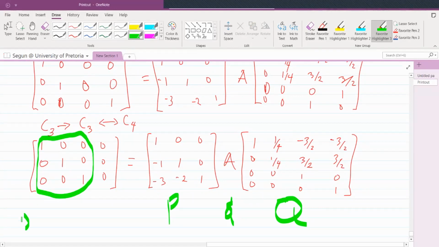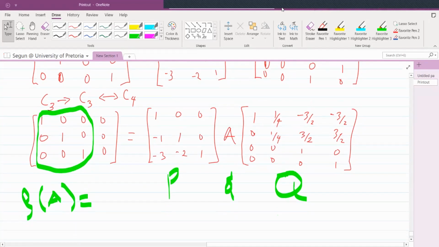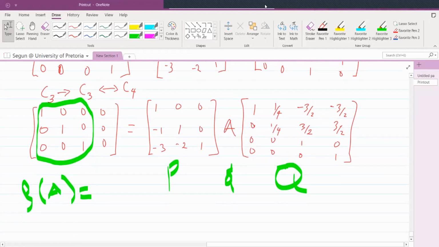So who can tell us the rank of the identity matrix here? The rank is 3, sir. The rank is what? 1. Okay, somebody says 1. How many of us believe it's 1? Is 1, sir.